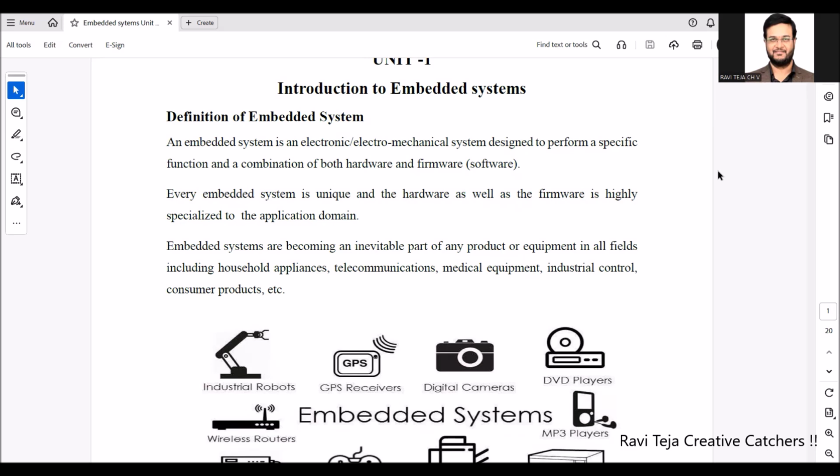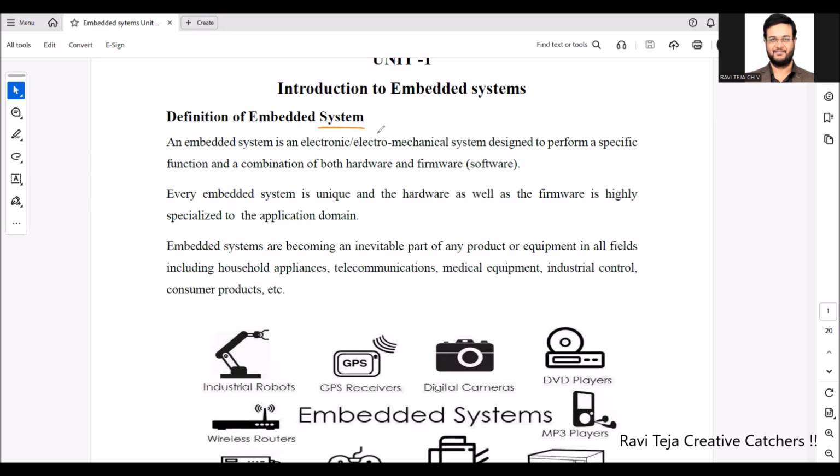In today's class, we are going to learn a new concept called the definition of embedded system. Before getting into the definition of embedded system, we need to know what a basic system is. A system is nothing but we can put it in this way.